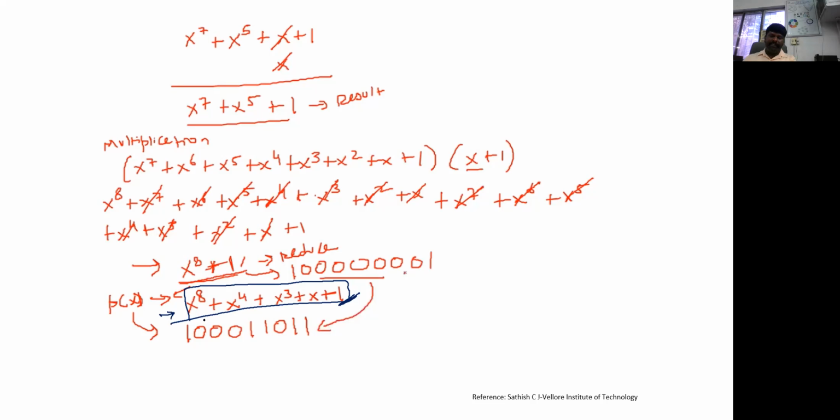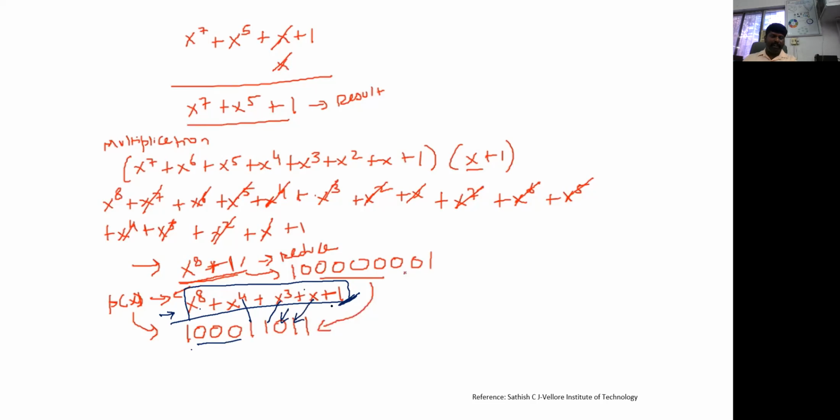So if I represent this in binary values: x power 8 is 1, and there is no x power 7, 6, 5, so I can represent those 3 bits as 0. Then x power 4 is present, so 1, x power 3 is present, 1, and x square is not there, so I can represent it as 0, and x is present.